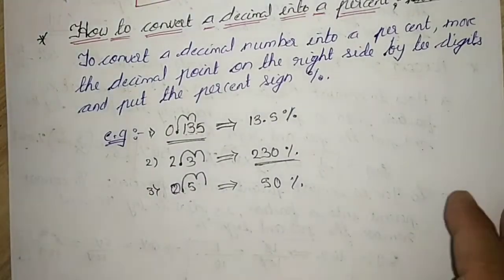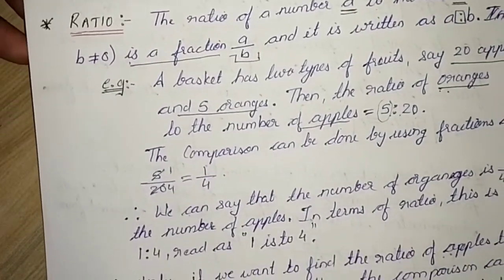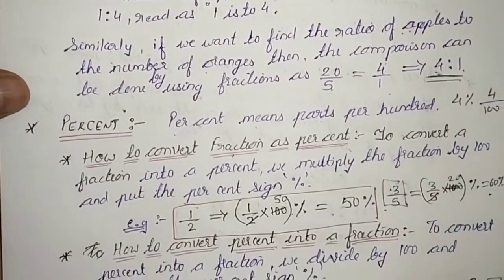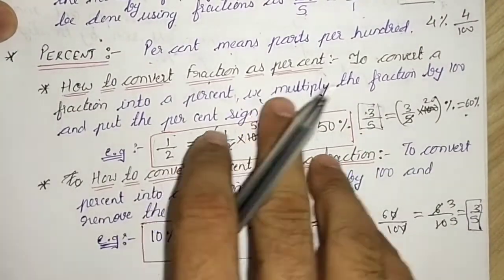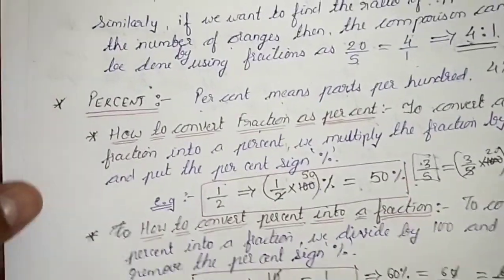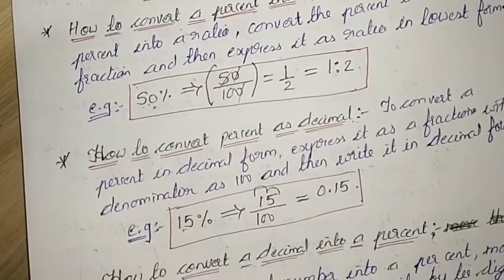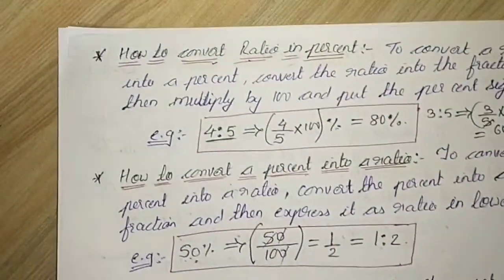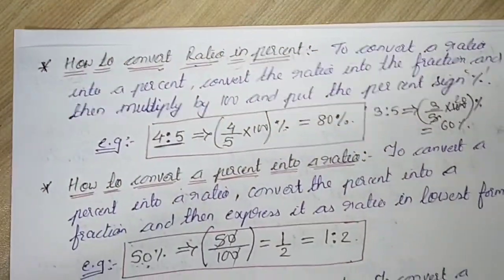Hope you have understood what is ratio and what is percentage, and how to convert if they have given you fraction to percentage, percentage to fraction, percentage to decimal, decimal to percentage, and all that. We will start with exercise 8.1 in the next lecture.